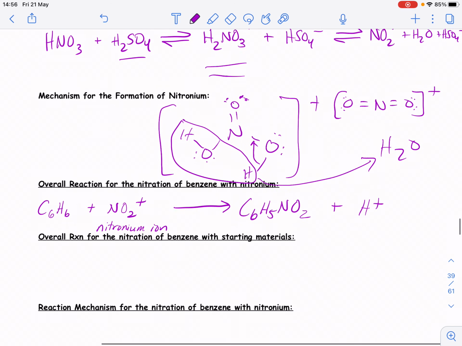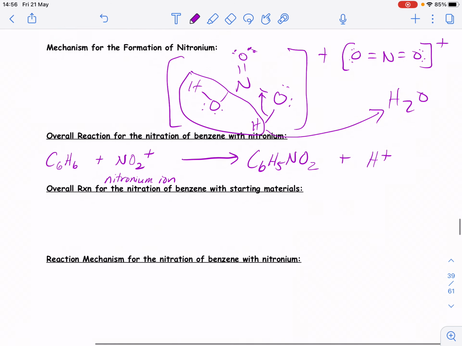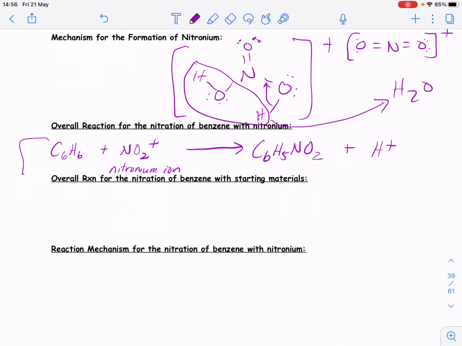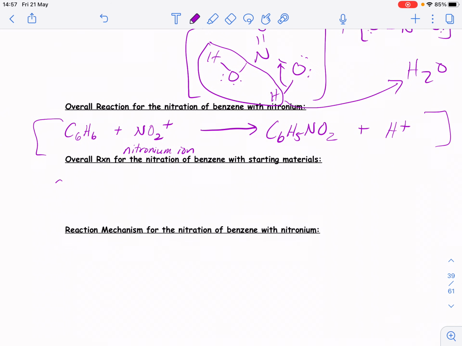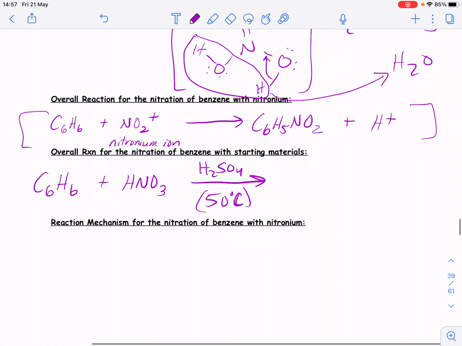So that's how we create the nitronium, and then this is the simplified reaction for what happens between benzene and nitronium. The overall reaction, if we want to write it with those other chemicals, is that nitric acid is considered to be the other reactant, and concentrated H2SO4 is sort of the condition or the catalyst needed. And I believe we're going to run this one at 50 degrees Celsius. So when we run this, in the end, we know that we make the nitrobenzene.